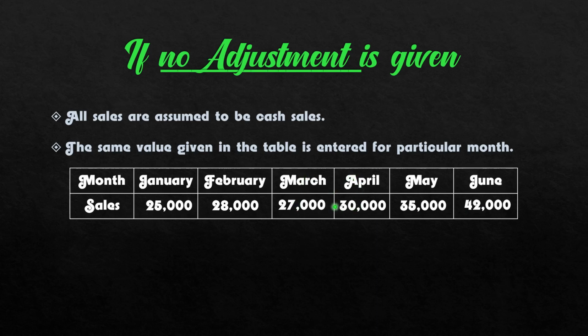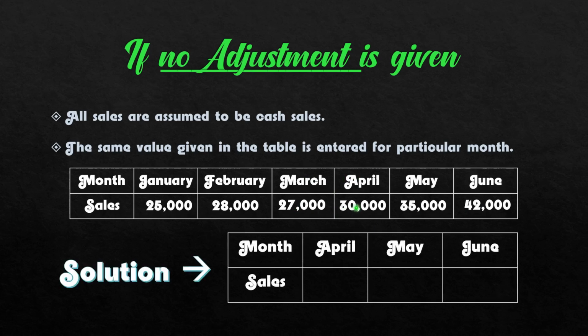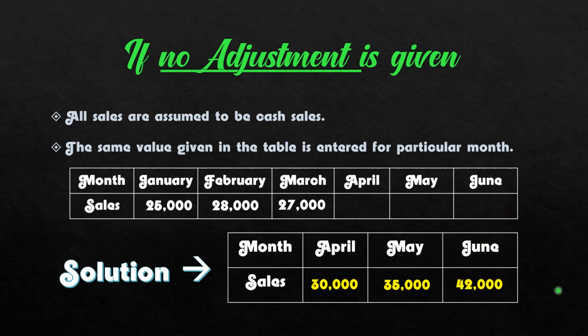So in that case, what will be the scenario? For April, what will be the amount? We are not going to make any alteration. We are assuming all the sales as cash sales. So this 30,000 will be the sales value for April. Similarly, the 35,000 of May will be the sales value for May, and 42,000 of June will be the sales value of June. This is what we also saw in the previous video, where we discussed a simple problem without adjustment. When no adjustment is given, we don't do any alteration in the value. We directly enter the exact value for the exact month.